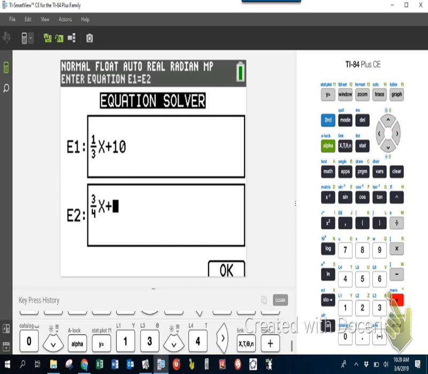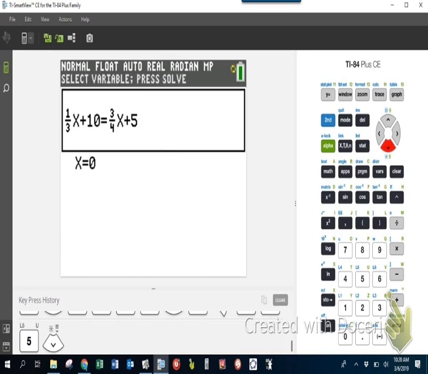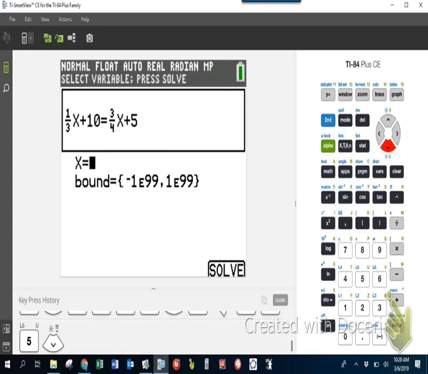Okay, so from here, you can simply just press enter or just scroll down. And what I want us to always do is double check that the equation I wrote is correct. 1/3 x plus 10 equals 3/4 x plus 5. Always do a quick double check, because so many students type it in wrong and then they trust the calculator 100%. It's only right if you type it in right.